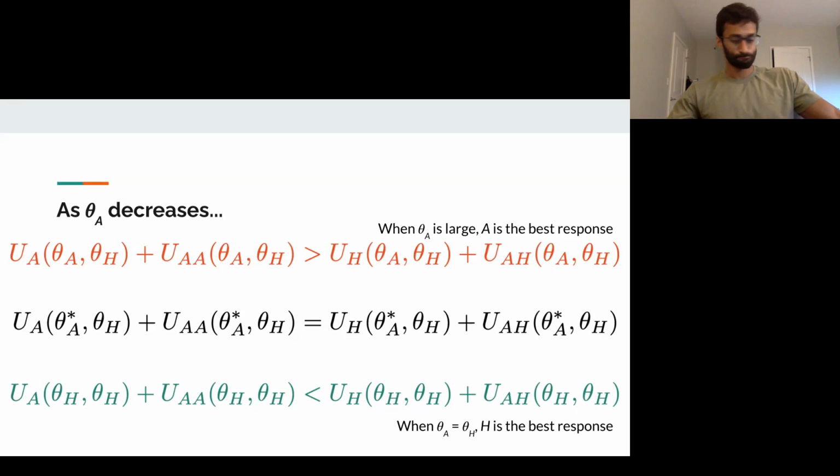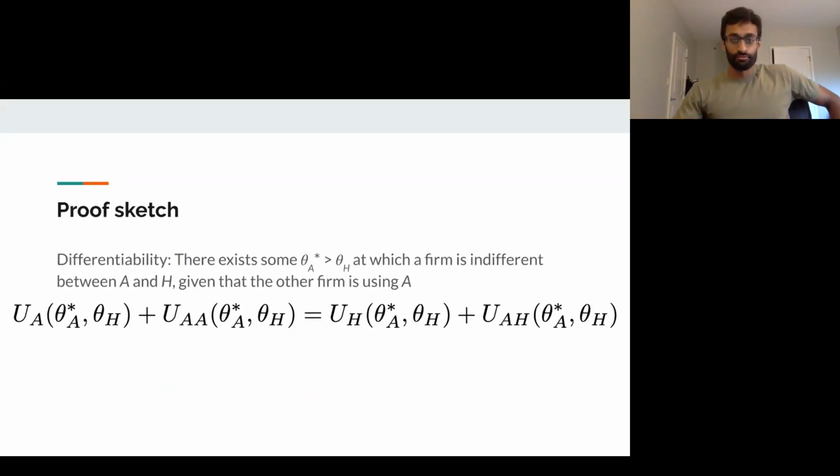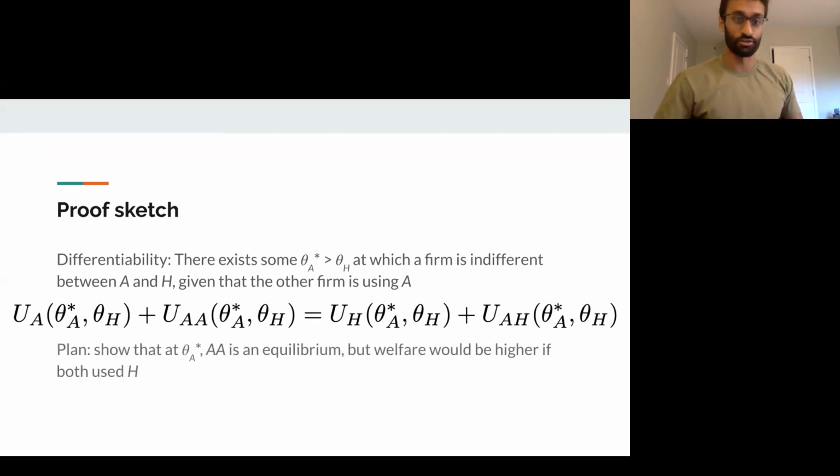Cool. Again, by the differentiability assumption that we made, there's some point at which you are indifferent. I'm going to use this point and argue, here's where we're going with this. The plan is to show that at this particular value, theta A star, both firms using the algorithm is an equilibrium, but welfare would actually be higher if both used H.